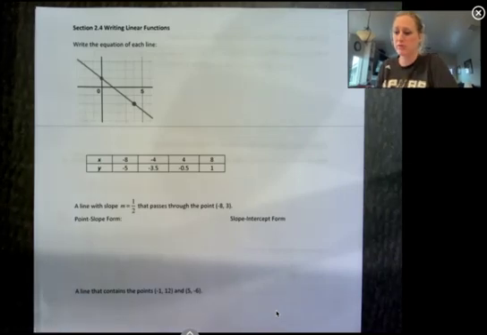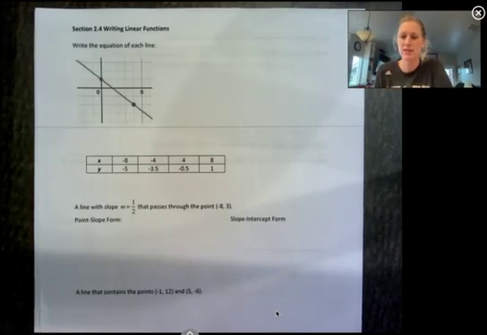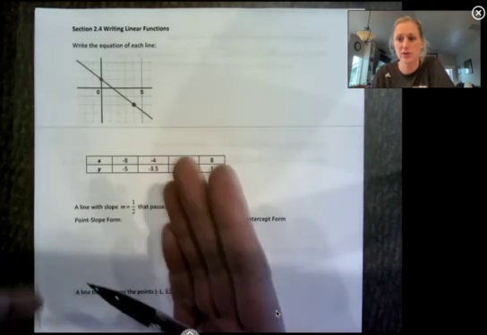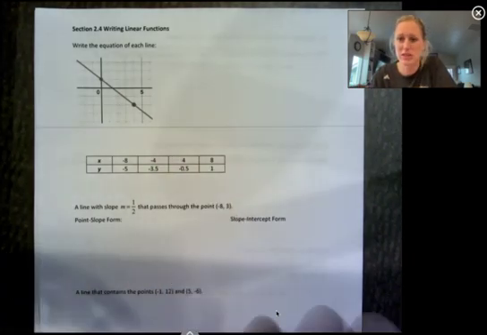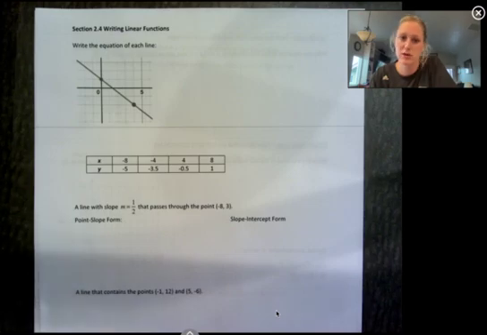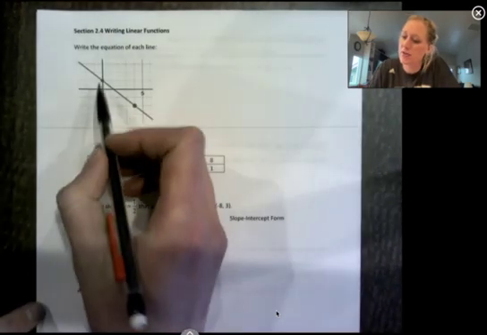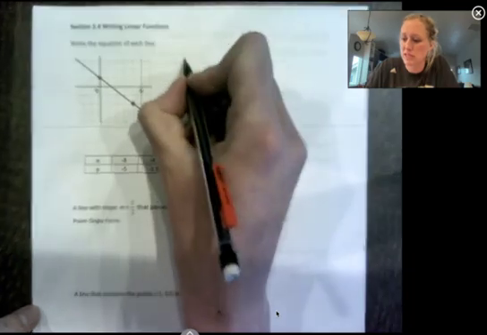This is section 2.4. We're going to work on writing linear equations. One of the ways we can do that is by looking at the graph and writing the equation. The easiest one to write from the graph is slope-intercept form. So I just look at the graph and pick out what is b and what is m.